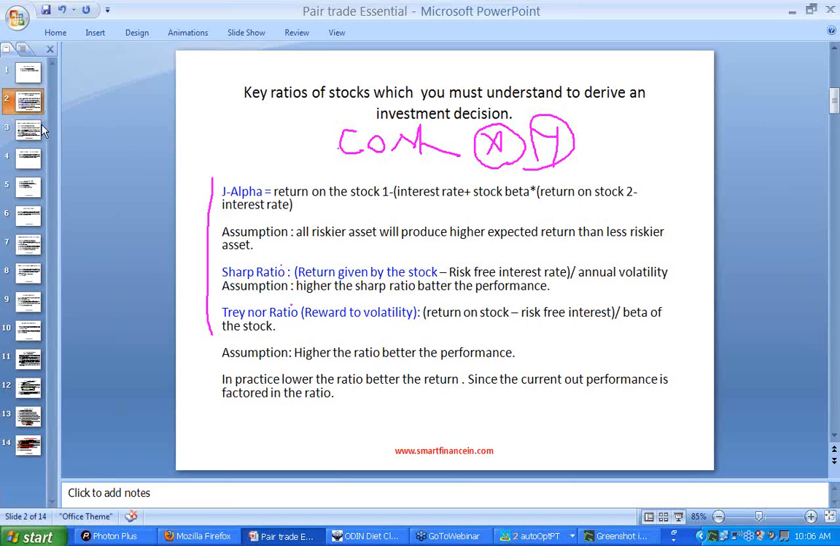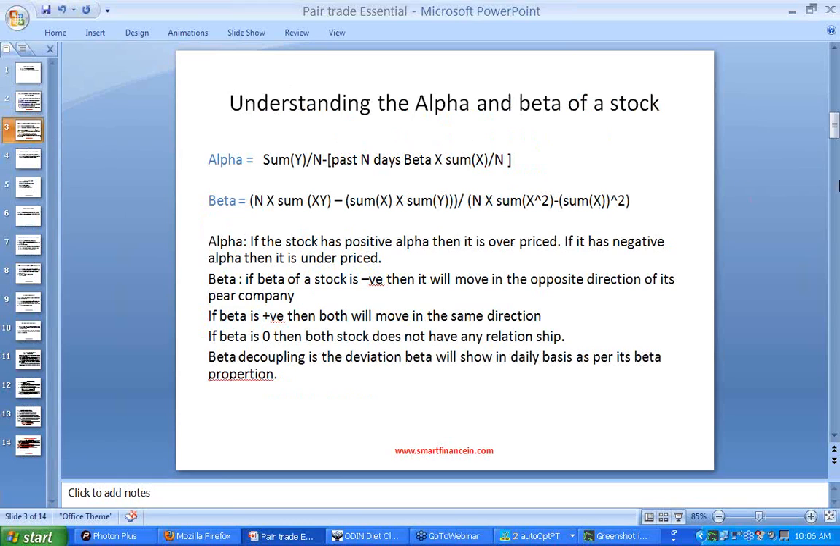And now we will come to this beta decoupling point. Every day some decoupling will get created, but the beta relationship will not be over. Whenever this decoupling, or this accumulation of decouplings, moves below -2 or above +2, at that time we will say that some amount of trade opportunity is being created.